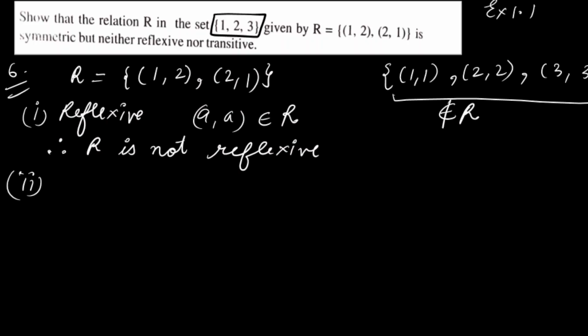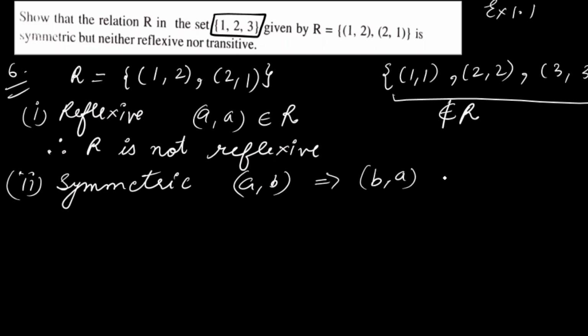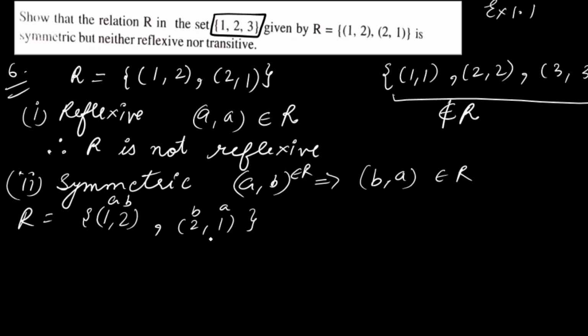Now symmetric. It's given that this one is symmetric, and it's clearly visible also. For symmetric we know if (a, b) belongs to R, it implies (b, a) should also belong to R. So it's visible. I have (1, 2), and I have here (2, 1) as well, which means the given relation is symmetric. See, this is (a, b) and this is (b, a). Therefore the given relation R is symmetric.